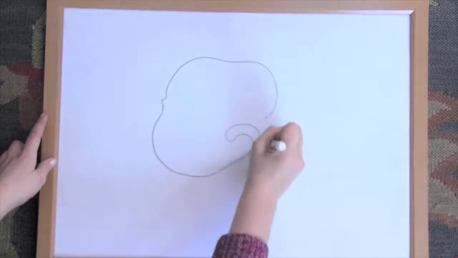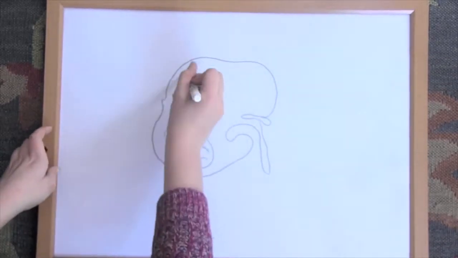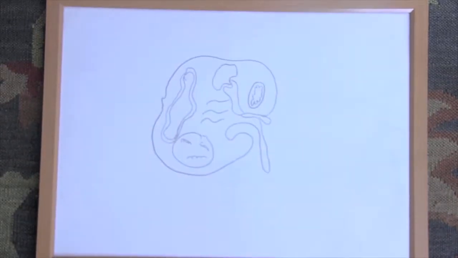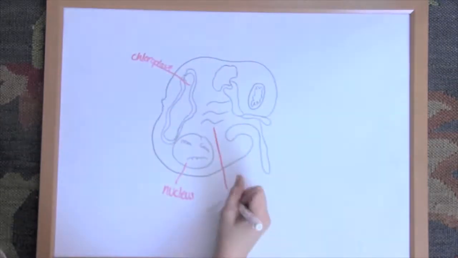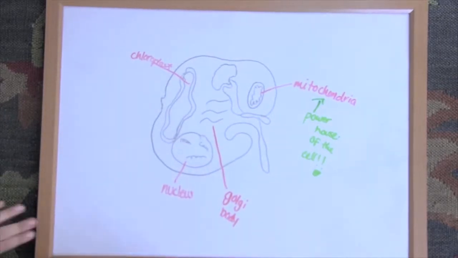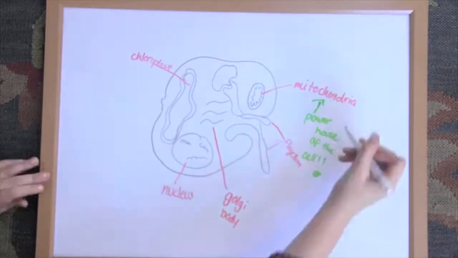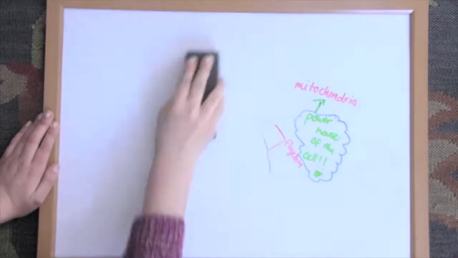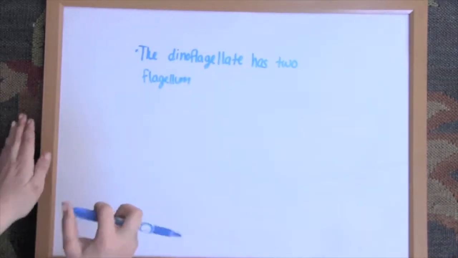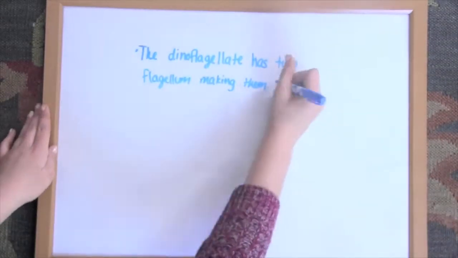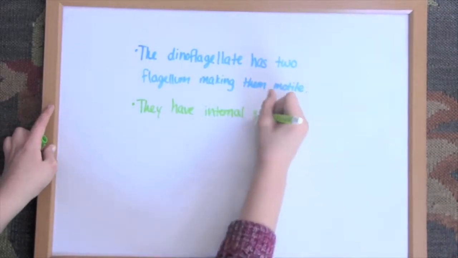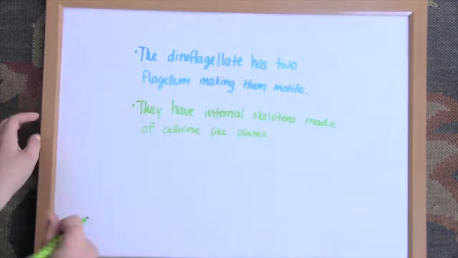This is a diagram of the sectioned theca of a motile dinoflagellate. If an organism is motile, that means it has two flagella, which are movable protein strands that help propel the eukaryotic organisms through the water. There's the nucleus, chloroplast, Golgi body, mitochondria, and then the flagellum. Thecate dinoflagellates have internal skeletons made up of cellulose-like plates. Some dinoflagellates, called naked cells, lack the theca that would form the rigid plates of the membrane.